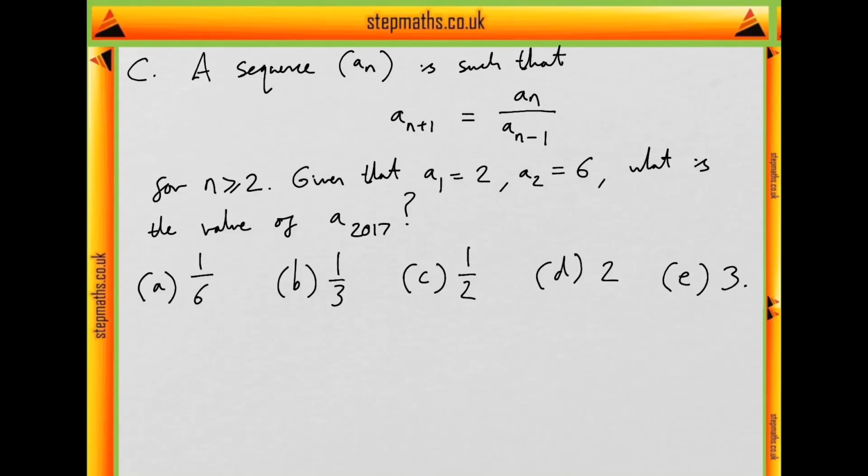Let's look at question C from the multiple choice section of Math 2017. We're given a sequence a_n with the property that a_(n+1) = a_n / a_(n-1), for n greater than or equal to 2. We're told that the first term is 2 and the second term is 6, and asked to find the value of the 2017th term. The options are: a sixth, a third, a half, 2 and 3.